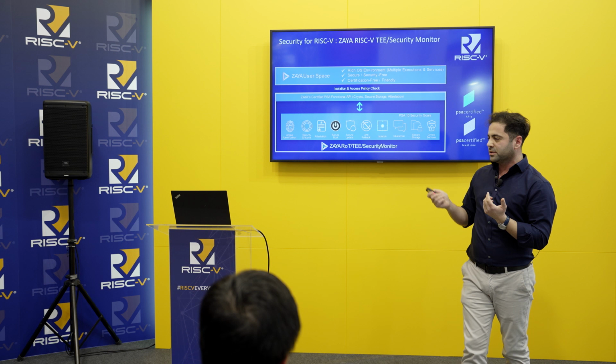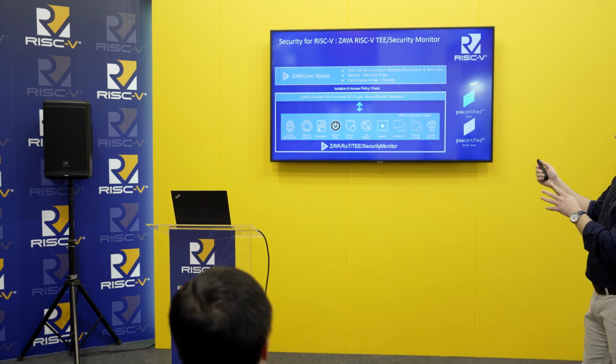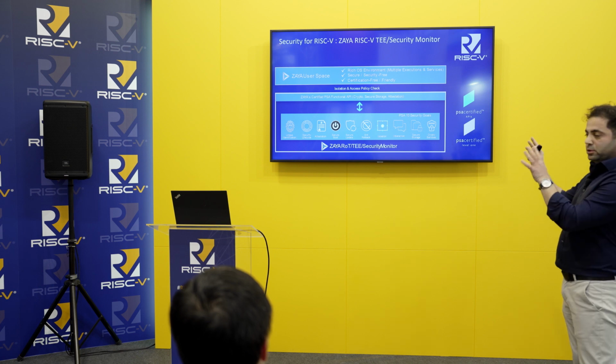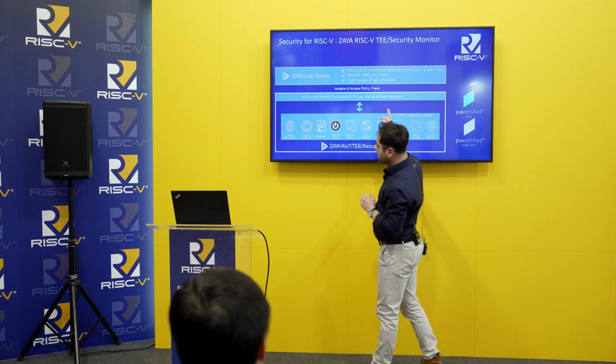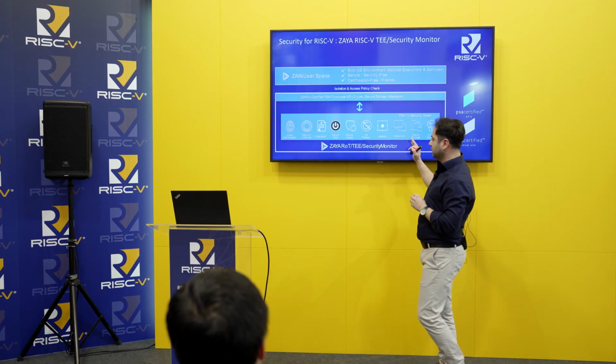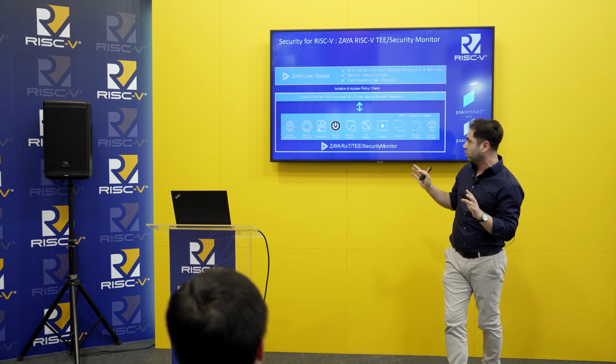After these requirements, let me tell what we are providing for RISC-V as a minimal configuration. Sorry about the logo, I don't know why it looks like this. So ZAYA for RISC-V, even for MMU-less, very small microcontrollers, creates an isolated space like a TE, root of trust or security monitor, whatever you call it.